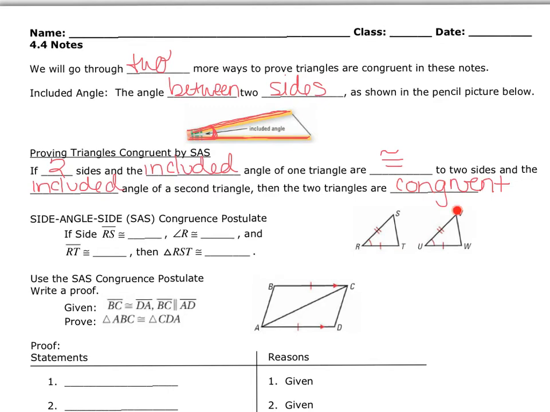So let's see here, and this diagram is a good picture of side, angle, side. And it is the same over here, side, angle, side. If side RS is congruent to UV, and angle R is congruent to angle U, and RT is congruent to UW, then triangle RST is congruent to triangle UVW. And again, remember, this order does matter, so if they went RST, you've got to go in the same direction and go UVW. The vertices must be aligned.